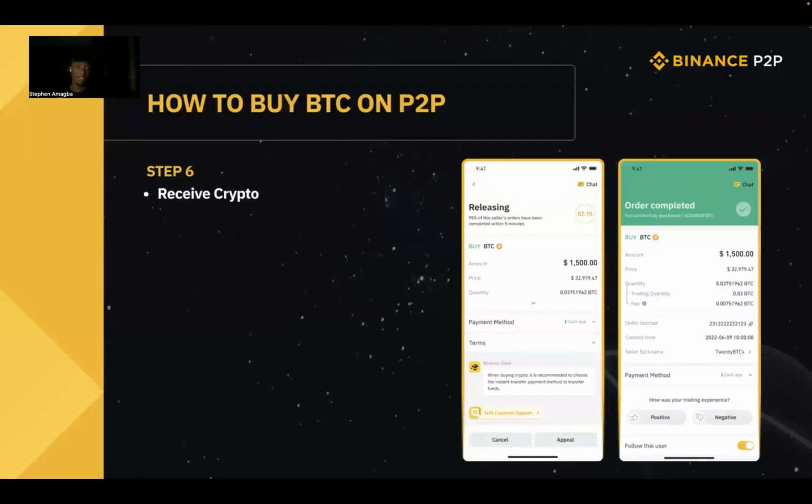You can go ahead and give your seller feedback if you want, whether positive or negative. You can give your honest feedback for other buyers to also see how good or bad this seller is. And that's basically how you trade on Binance P2P.